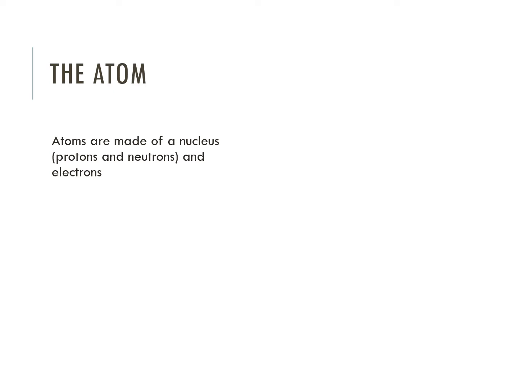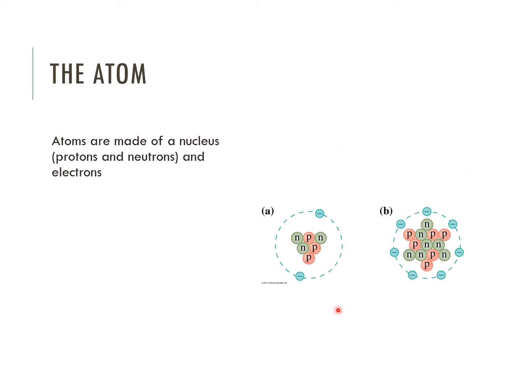So let's quickly talk about the atom again. I just want to refresh what we are going to be looking at. An atom is made of a nucleus, which has protons and neutrons inside of it, and electrons. These are some common ways in which an atom is represented. Here we have our nucleus portion. It's N for neutrons, P for protons, and the electrons are these little negative spheres on the outside.